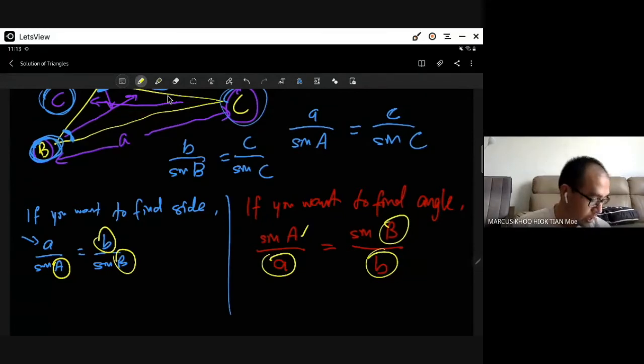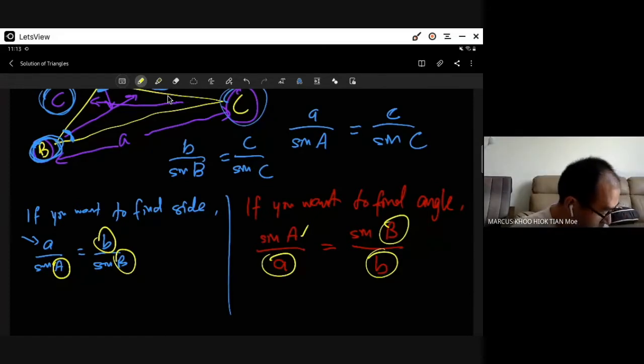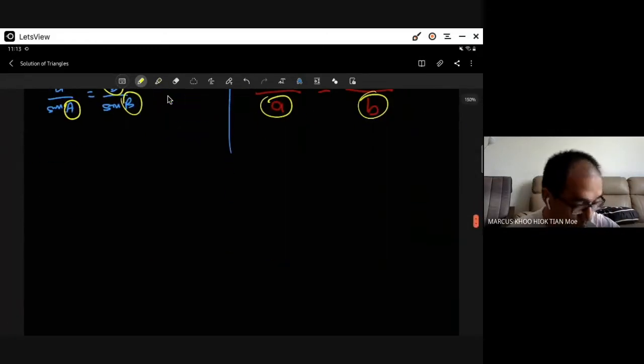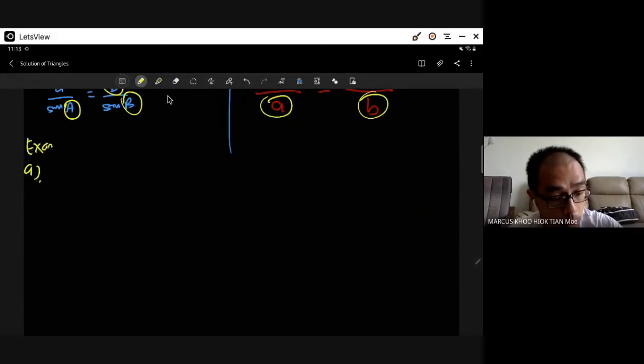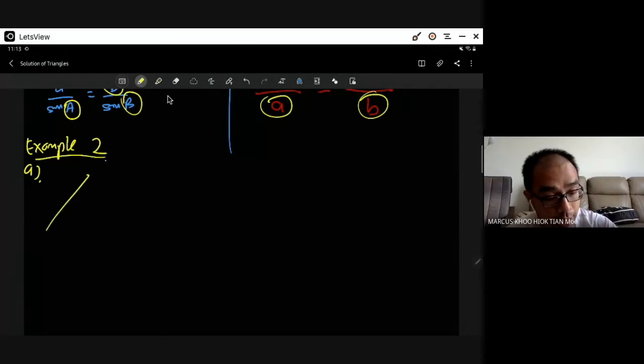Okay, let's take a look at a couple of examples. If you can, please turn to page 244 in your textbook. Page 244, let's take a look at example 2. So you have this triangle over here, example 2. Question A, you have a triangle that looks very weird.